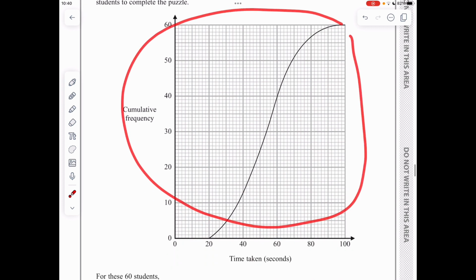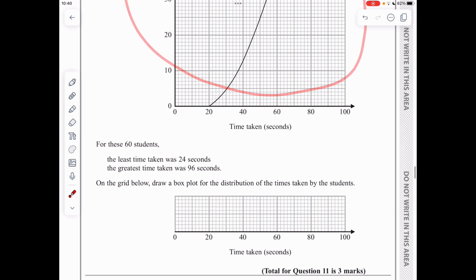In question 11, we've got an experiment where 60 students completed a puzzle. We are given the cumulative frequency diagram here, and we are asked to draw the box plot for the distribution of the times taken, given that the least time was 24 seconds and the greatest time was 96 seconds.